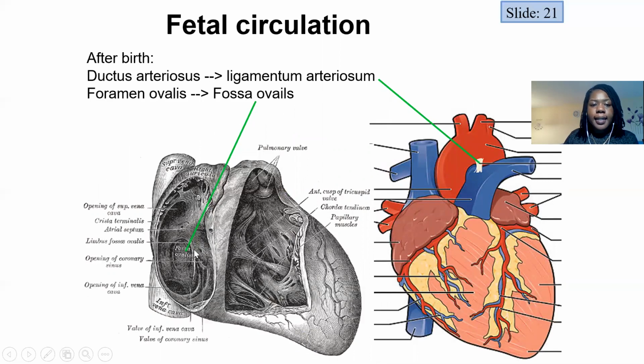right? And we can see those adult structures here. So when that hole closes, that opening closes, we get just this kind of depression that's felt in the wall of the heart. And in the case of the ductus arteriosus, when that communication closes, we get this ligamentous attachment between the aorta and the pulmonary artery.